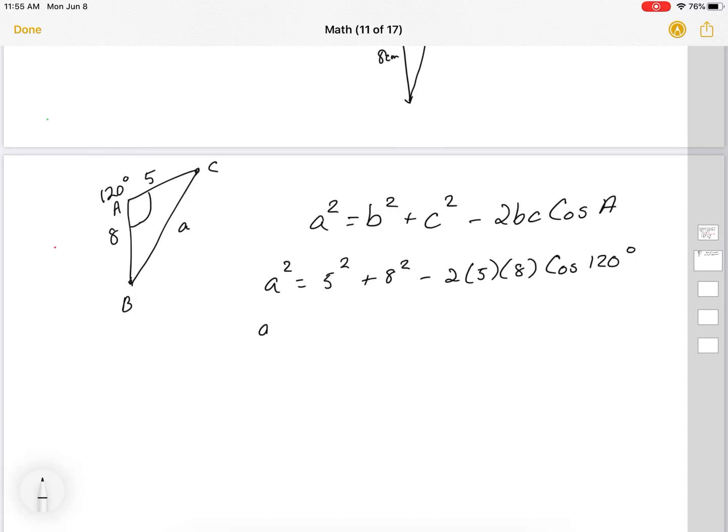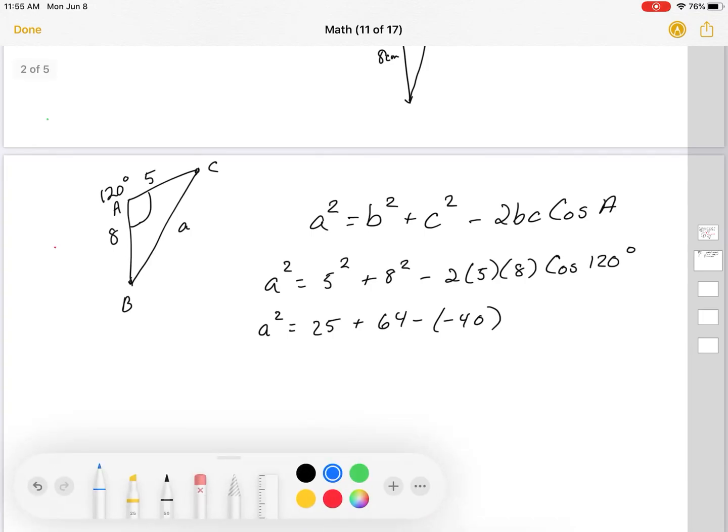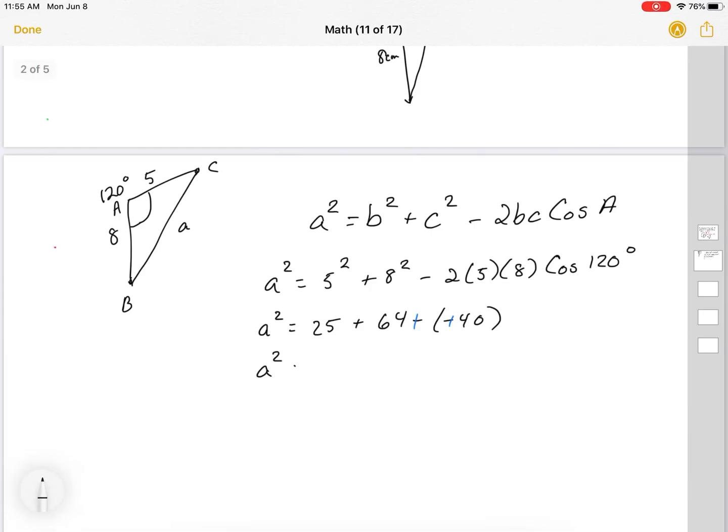So let's see what we get. A squared equals 25 plus 8 times 8 is 64. Why did I need my calculator? I don't know. 2 times 5 times 8 times cos 120 is negative 40. So from that, minus a negative becomes plus a positive. So I get 25 plus 64 plus 40. So A squared is equal to 129.